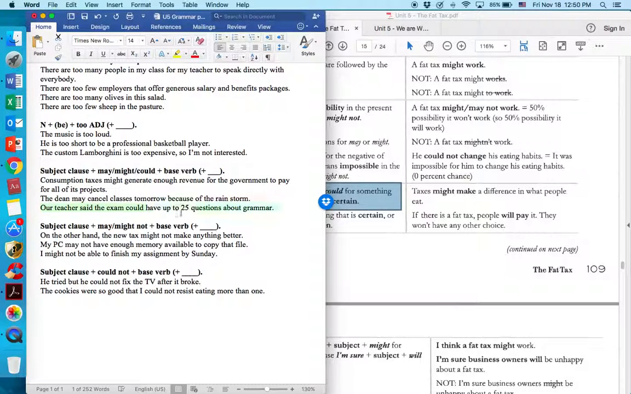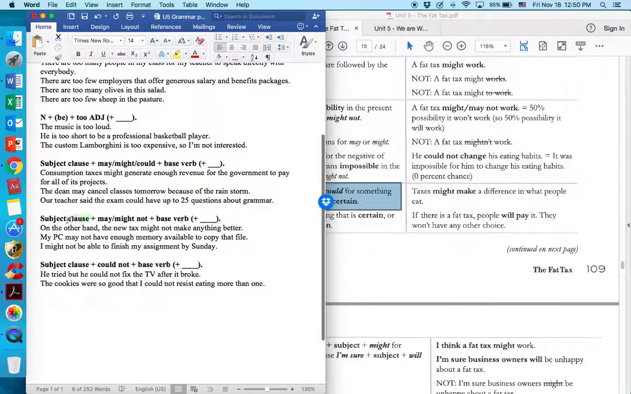Our teacher said the exam could have up to 25 questions about grammar. Our teacher said the exam, that's our subject clause. And then here's our modal, followed by base verb, and then our object clause in the end. It might have as many as 25 questions about grammar. It could, may, or might all would work there.